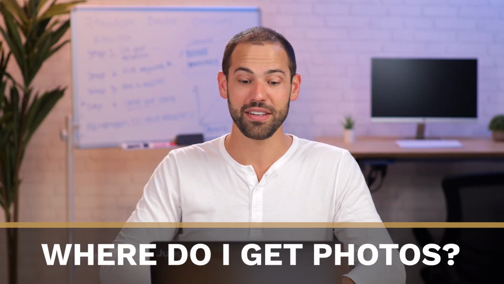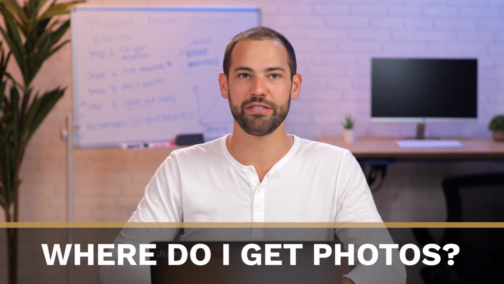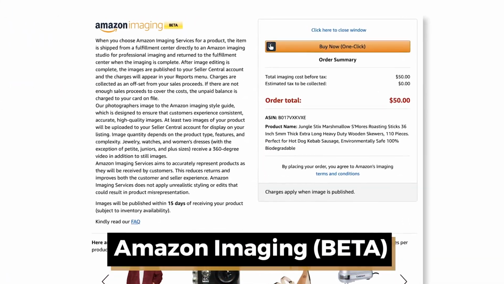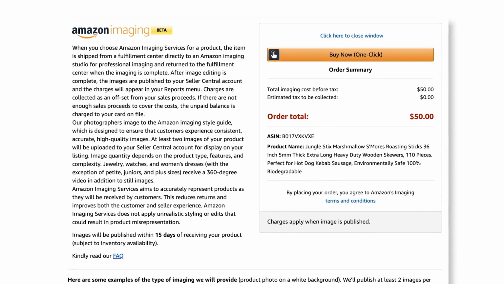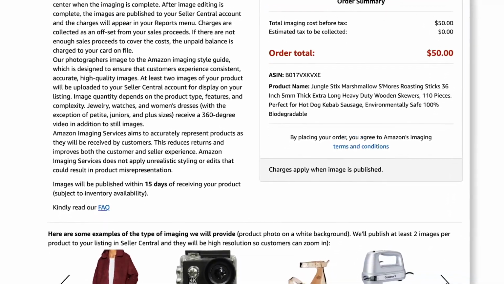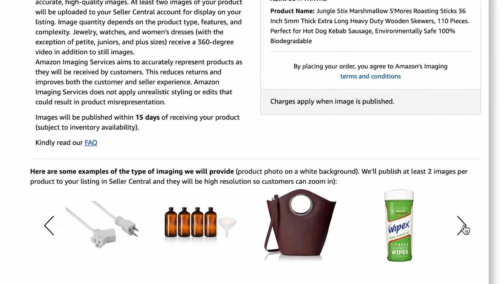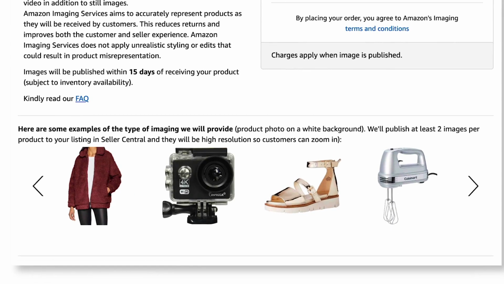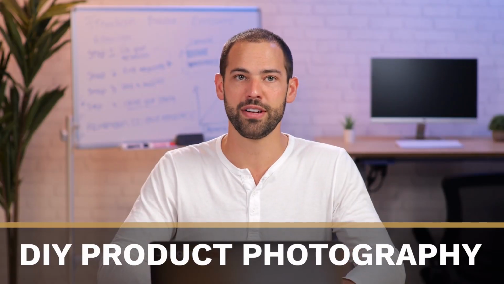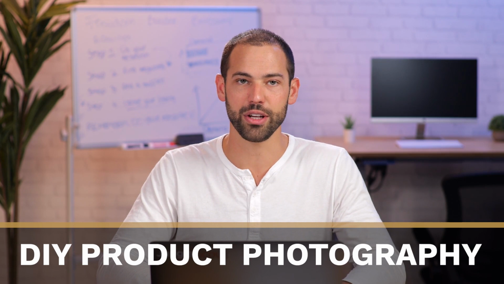All right, so now you're probably thinking, okay, where do I get these photos? There's a few different ways to go about getting these. Amazon now actually offers a photography service. From what I've seen, they're not very good, but I know they charge $60. I forget if that's per photo or for all the photos, but they're not great. You can of course do it yourself, and I'll talk about that a little bit more in the next video.